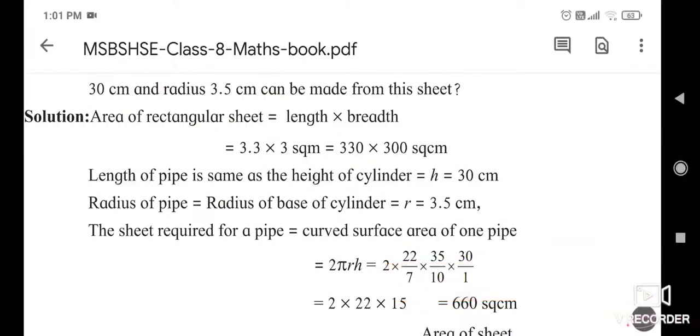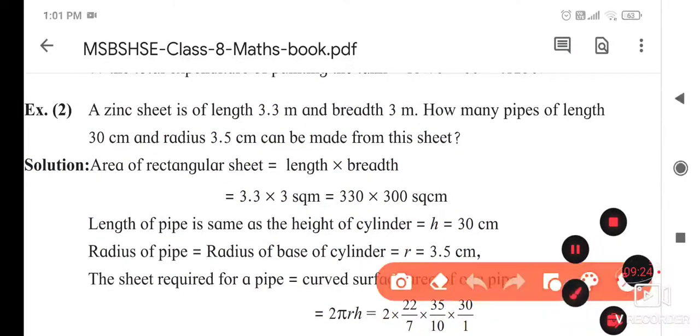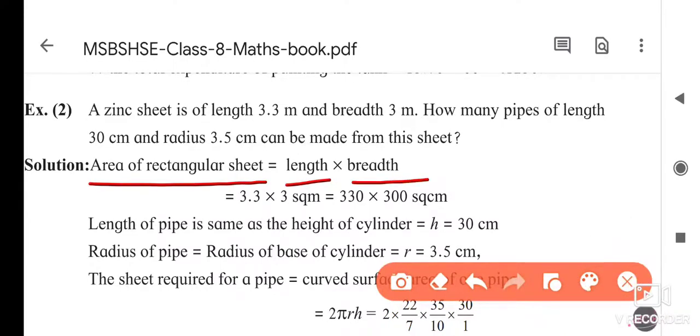So let's see how the example is solved here. First of all, we will find the area of the zinc sheet. The area of a rectangular sheet is equal to length into breadth. What is the length? 3.3 meter and breadth is equal to 3 meter.